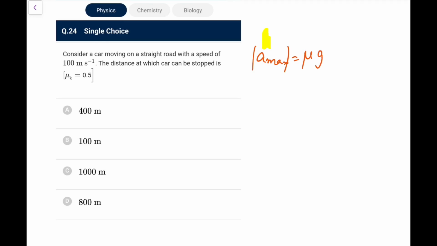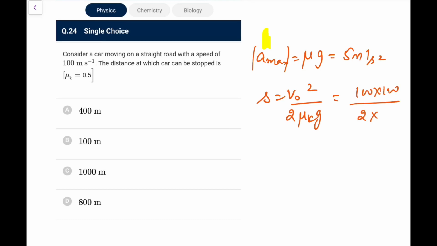Magnitude I am directly writing, I know it would be retardation, that is 5 meter per second square. So directly, using the third equation for stopping distance, final speed becomes 0, initial is v naught. It comes out as v0 square by 2 mu g, that is 100 into 100 upon 2 into this 5 thing 10. So that is 1000 meters. So it can't be stopped before 1000 meters for the given parameters. So go for option C.